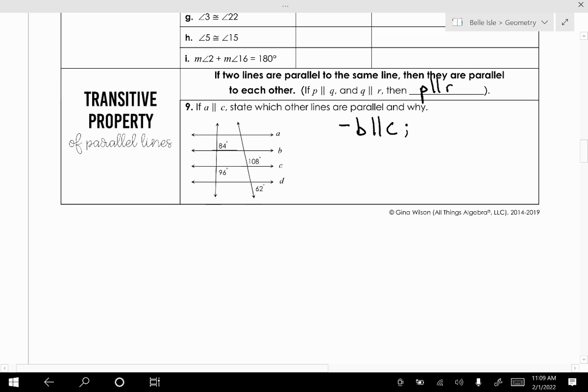How do we know that B and C are parallel to each other? Well, but we don't know about B, do we? Because it looks like it will never intersect. Use a proof. It's because of the 108 and the 62. Consecutive. Consecutive exterior angles are what? Supplementary. Wait, what?